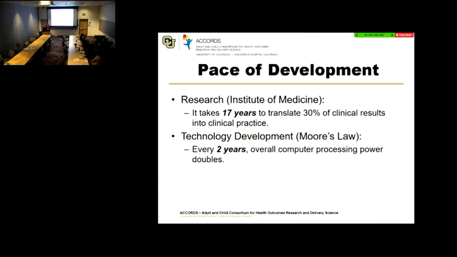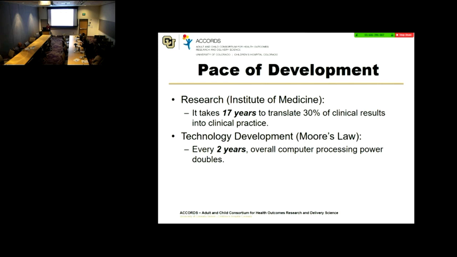Pace of development is also something to really keep in mind when you're working in this part of the field. I think we're all familiar with the National Academies of Medicine and the research finding that it takes about 17 years to translate just 30% of clinical results into clinical practice. That's the ones that make it out the gate and get into practice. That's a very long period of time. If you went to any tech developer and said, we're going to do this and it's going to take us 17 years to do it, they would laugh you out of the room. Their business models don't allow for it. The pace of technology development doesn't allow for it.